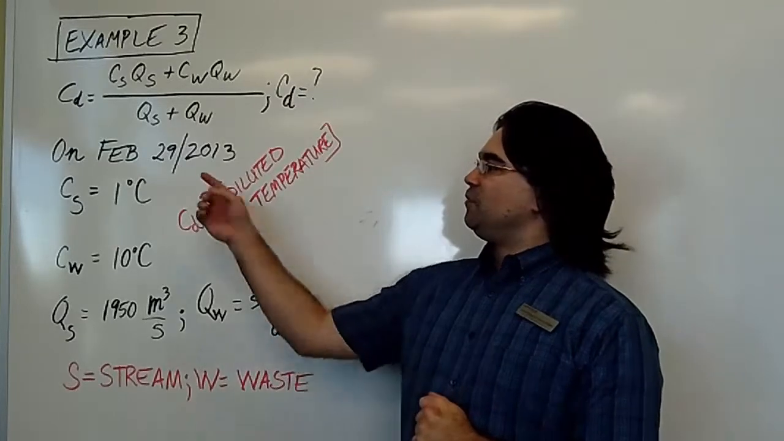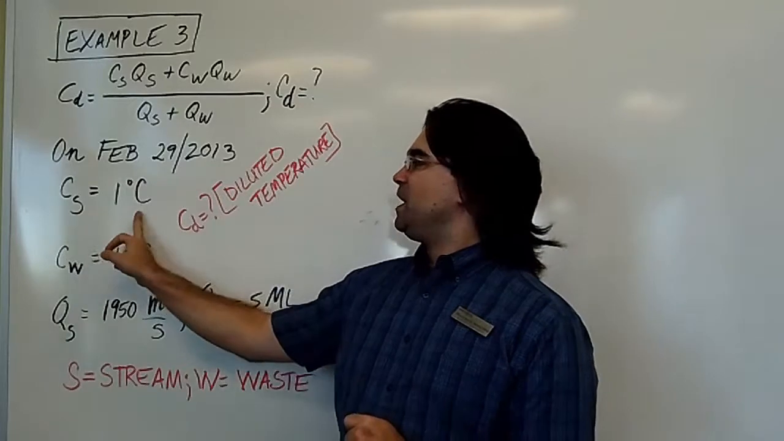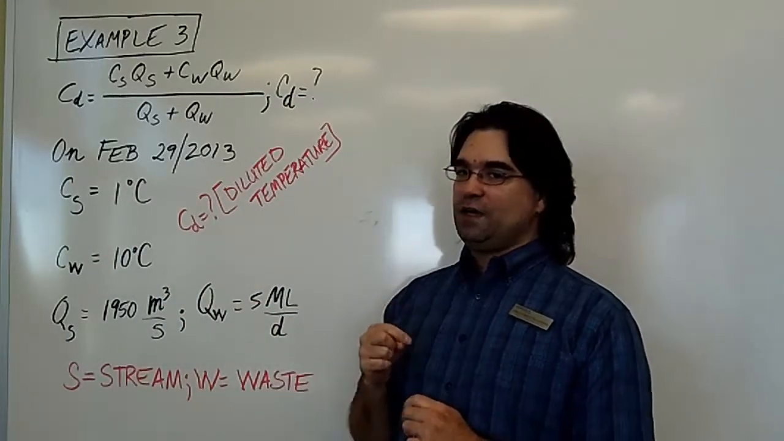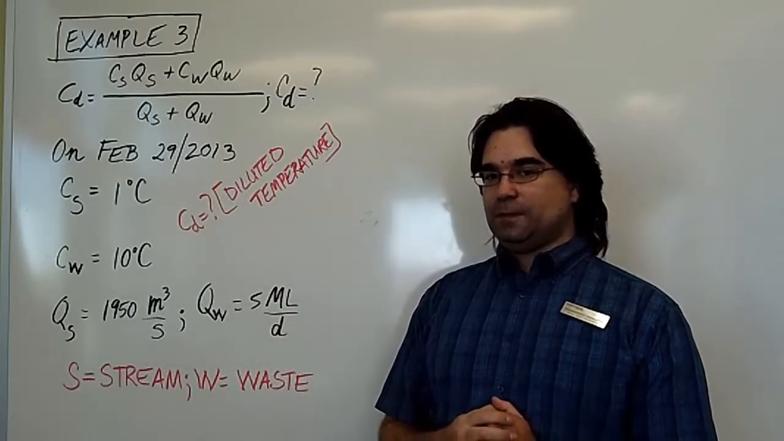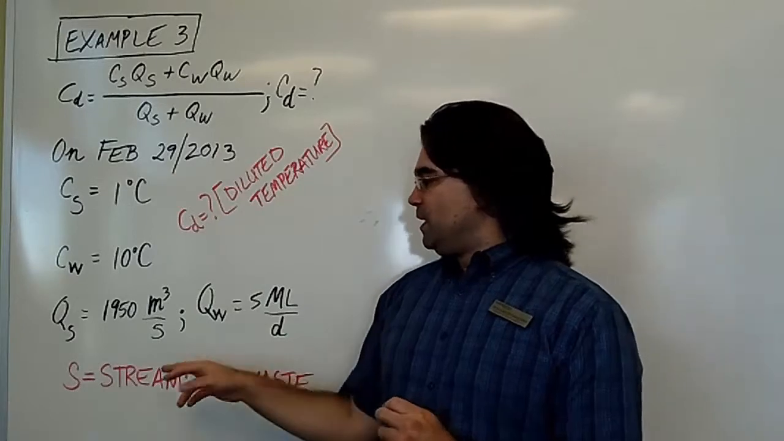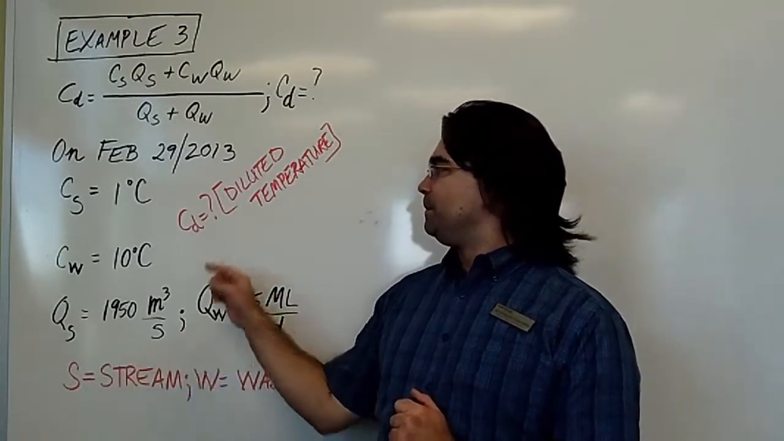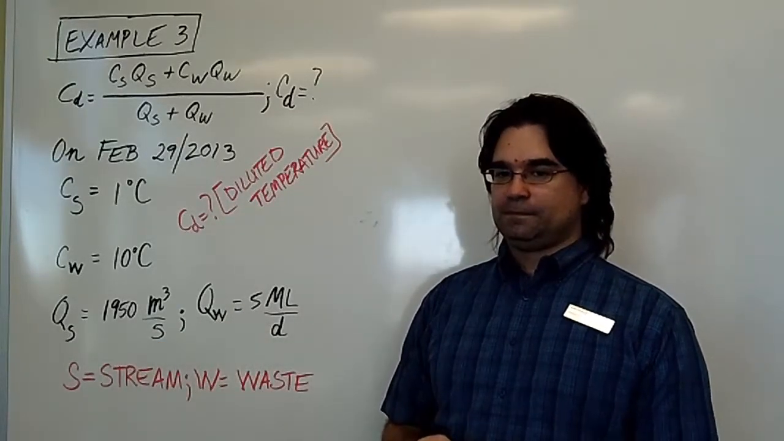You're informed that on February 29, 2013, the stream temperature is 1 degree Celsius, which makes kind of sense. In Ottawa, the Ottawa River is fairly chilly in February, at the end of February. You're then informed that the flow of the Ottawa River on this day is 1950 cubic meters per second.